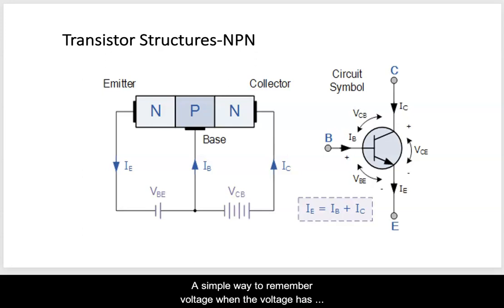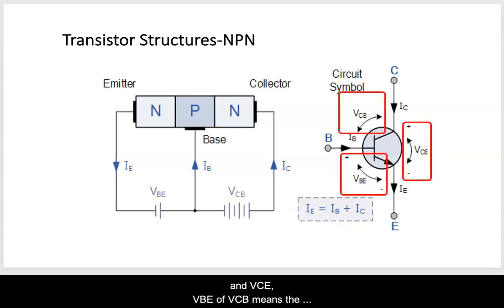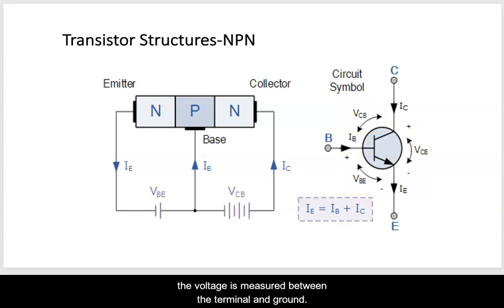There are many voltages related to BJT. A simple way to remember voltage is when the voltage has a double subscript such as VBB, VCC, it means it is supply voltage, and VCE, VBE and VCB means it's the voltage between the terminals. Note that voltages are measured across two terminals. So for VCE, it means between collector and emitter terminals. When only one subscript is shown, the voltage is measured between the terminal and ground.